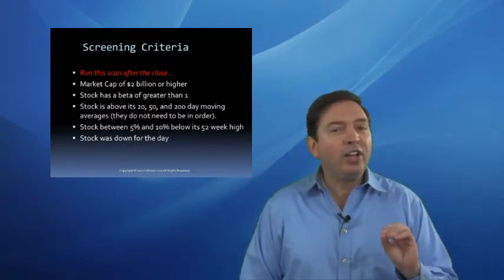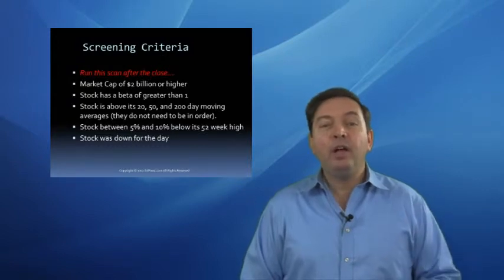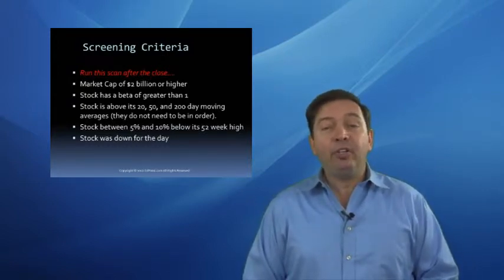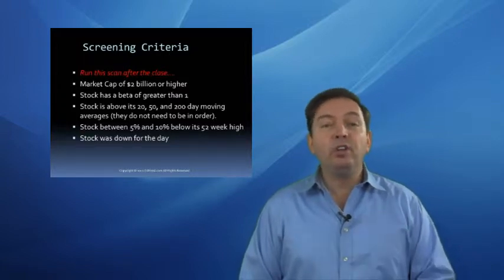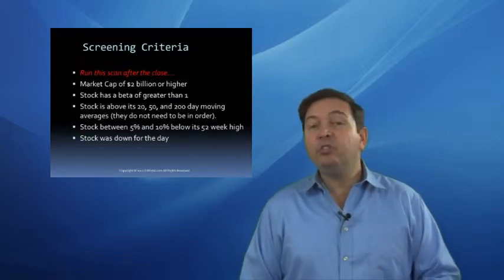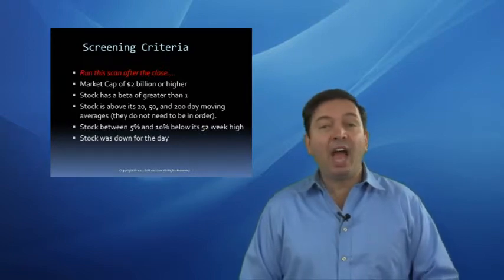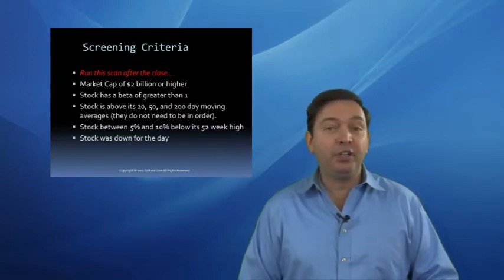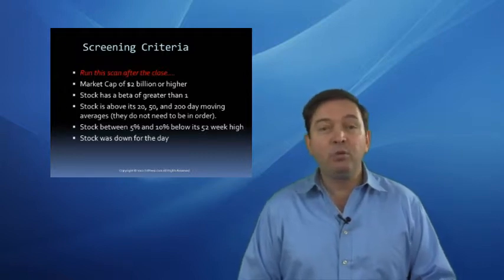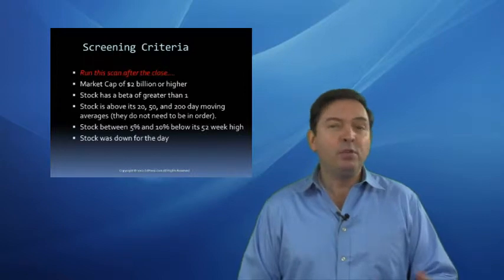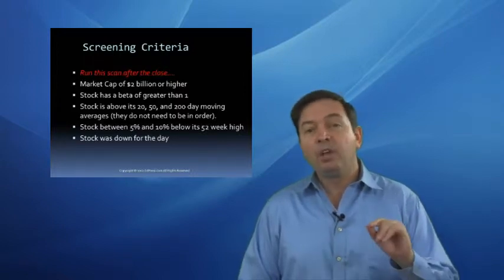We also want stocks that are trading above their 20, 50, and 200-day moving averages. But it is important to note those moving averages do not need to be in order. In other words, the 20-day moving average does not have to be over the 50-day moving average. The 50-day moving average does not have to be above the 200-day moving average. That's something we'll take into consideration later.